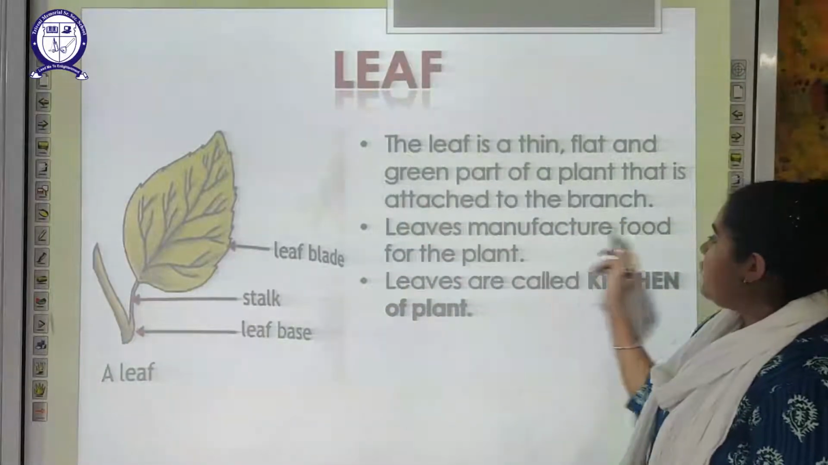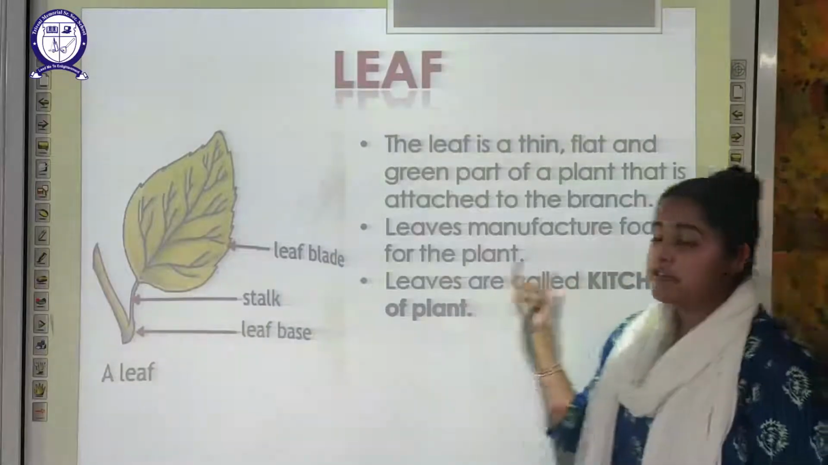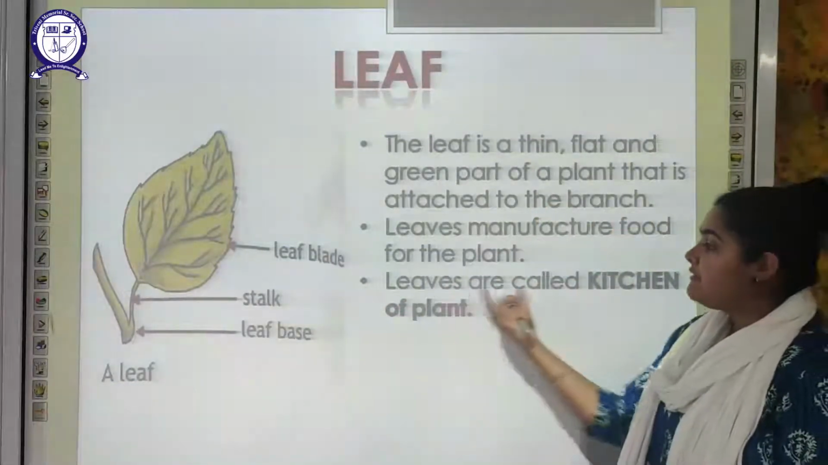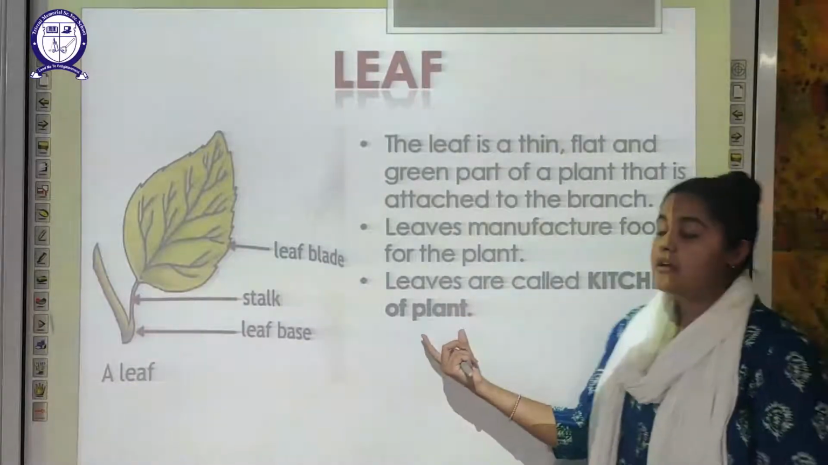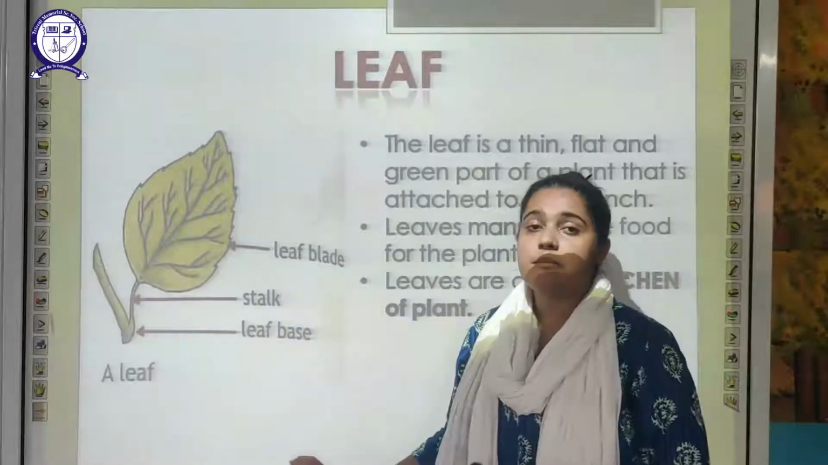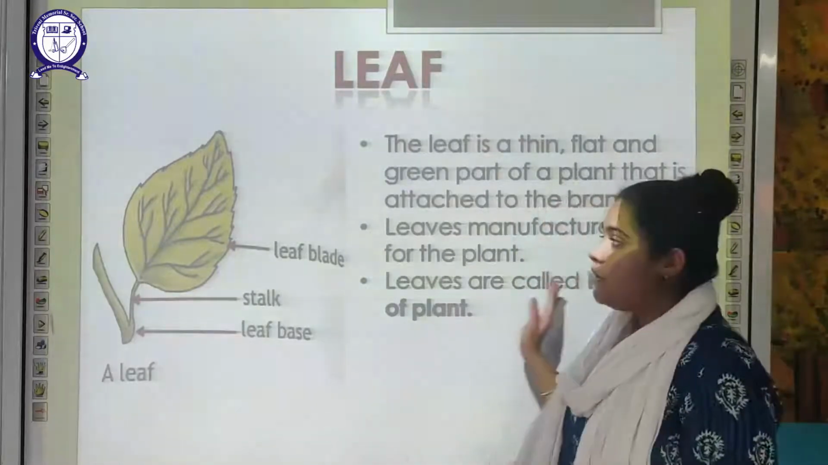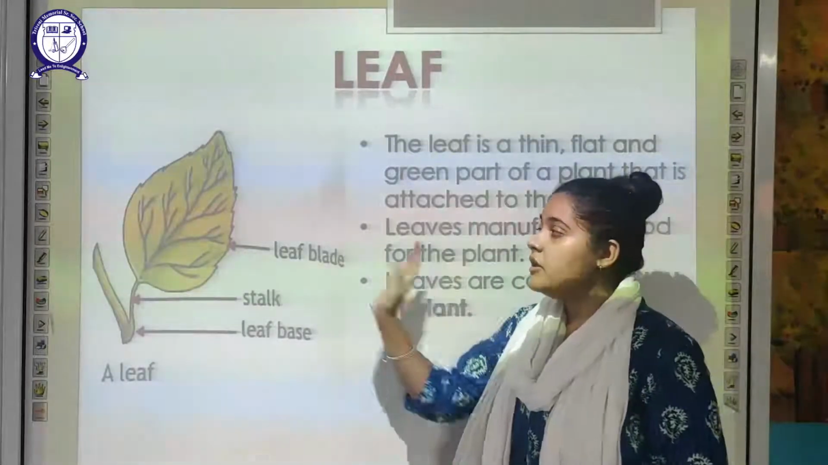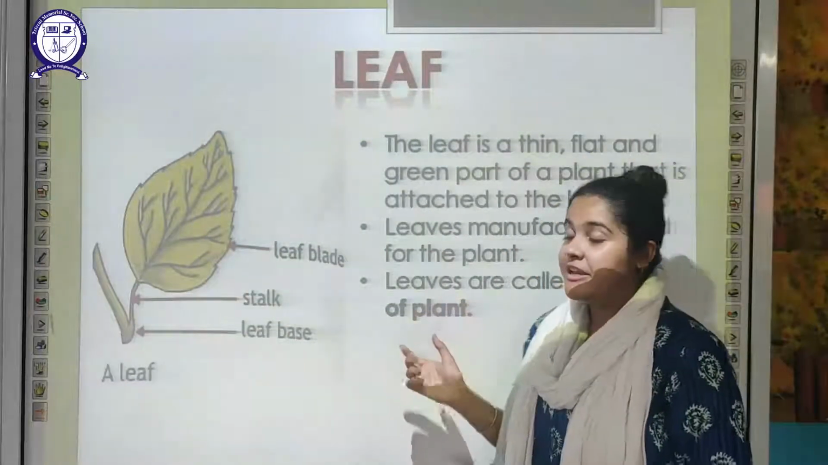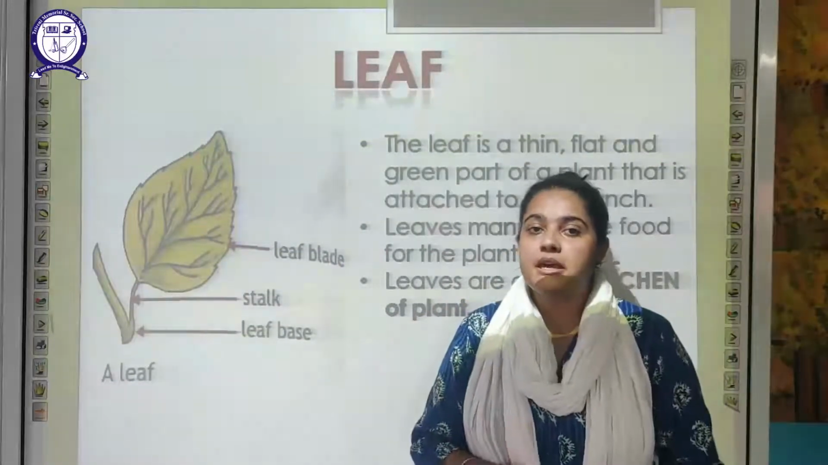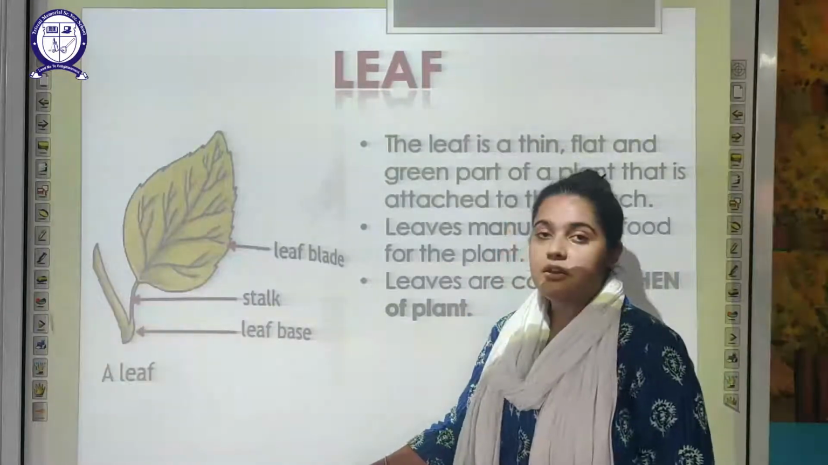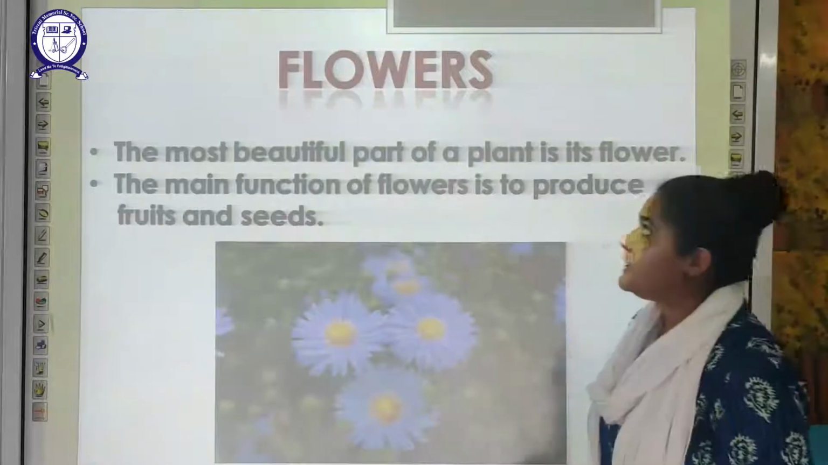So the leaves manufacture the food for the plant because it makes the food for the complete plant. That is why the leaves are also called the kitchen of the plant. So remember this, the food is being prepared by the plants. Which part is going to prepare the food? The leaf part. And in higher classes you are going to learn the complete process by which the plants make their food, that is called photosynthesis. So you will study that in your higher classes. Let's move on to the next part.